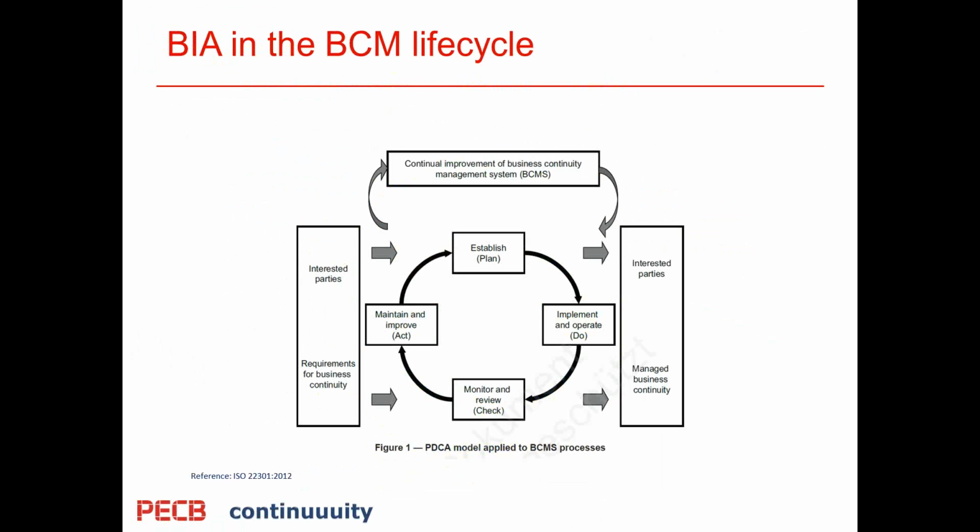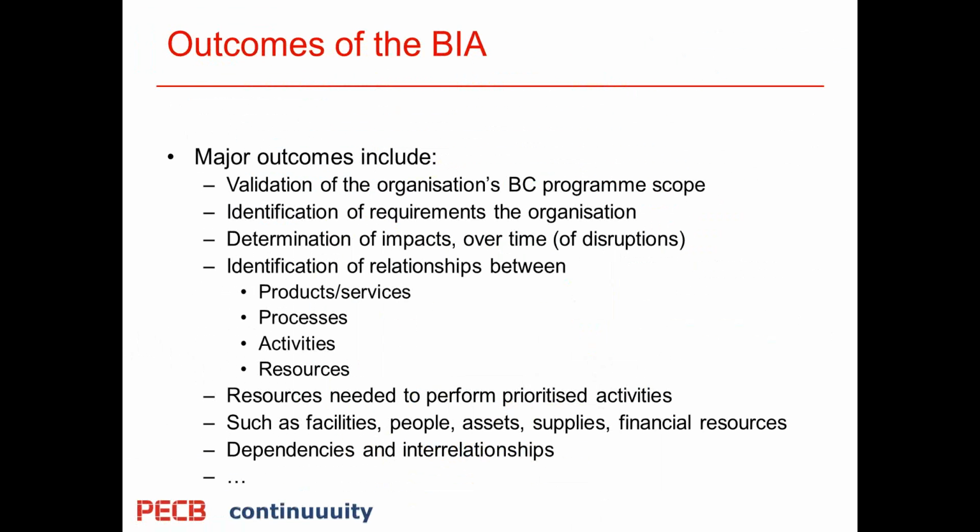And the BIA is in the do box, in the implement and operate box. So after establishing the framework, the resources, preparation of staff, awareness, the commitment of management, we go to this box at the 3 o'clock position, implement and operate, and start with the business impact analysis. So what are the outcomes? What do we really want to obtain as results?